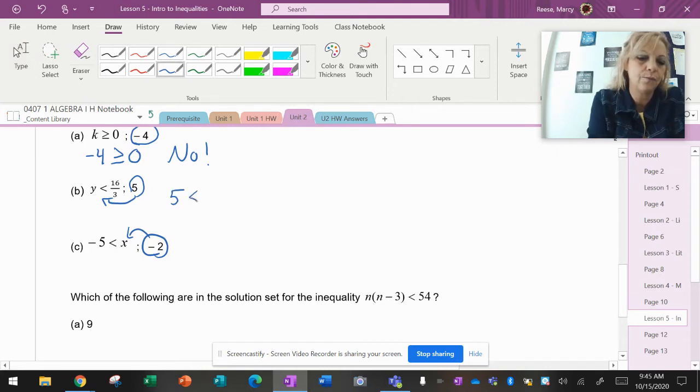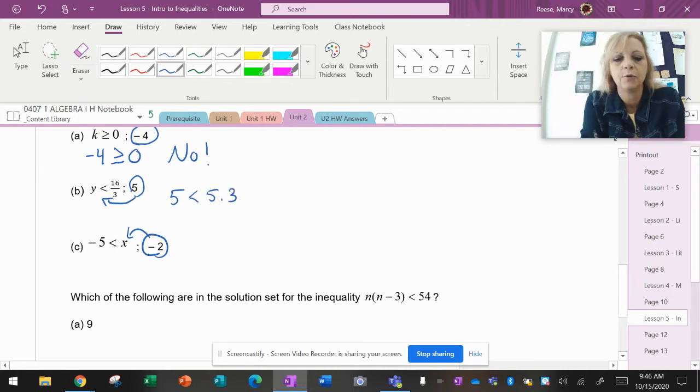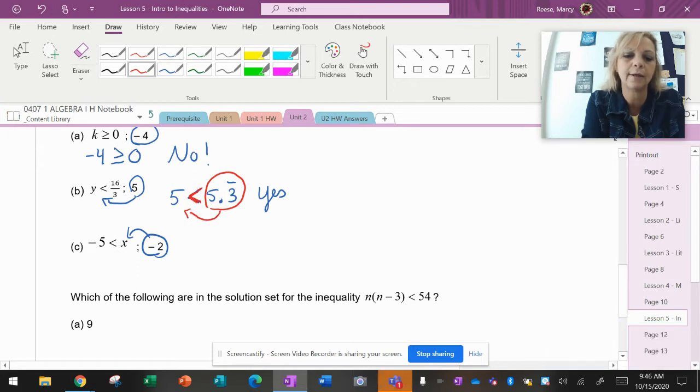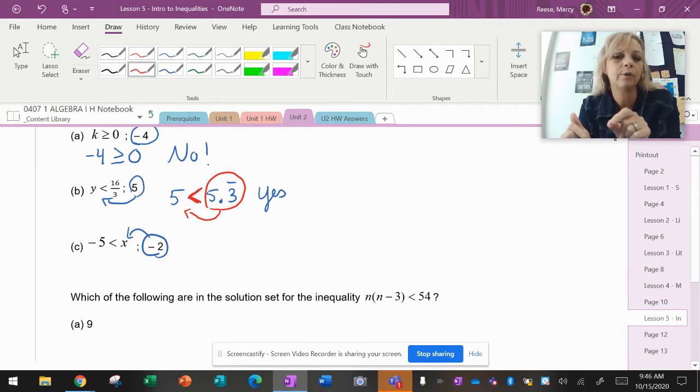Now, if I were you, I would have converted that fraction to a decimal, which was 5.3 repeating, and you would say yes, 5 is less than 5.3. There's another way you could read this, which I've had kids do, because there are some things coming up where you might want to be able to read it the other way. 5.3 is a greater number, right? Because remember, the alligator eats the bigger number. So if I read it from the right to the left, I could say 5.3 is greater than 5. Okay?